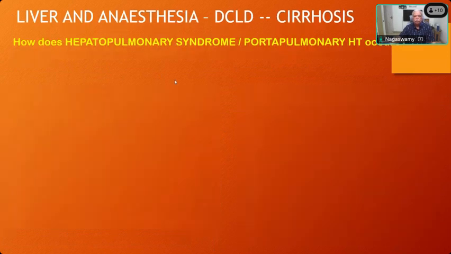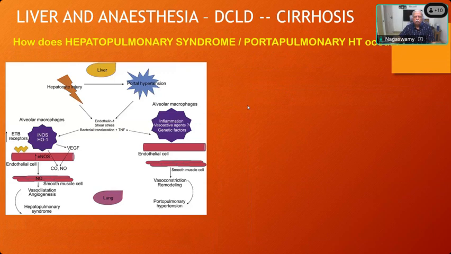Now, hepatopulmonary syndrome, portopulmonary hypertension. These are the respiratory complications in liver disease. This is also asked in the examination. What are the mechanisms? These are all available in the book which you can read, of course. So hepatic injury, portal hypertension, leading to the main thing, nitric oxide effect is completely blocked. So that is all that happens.